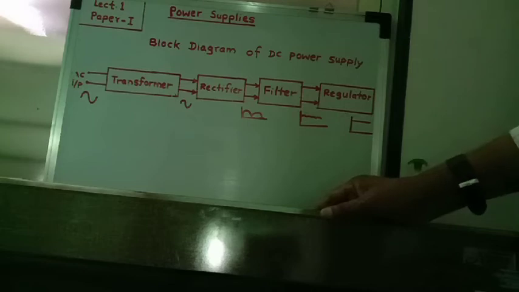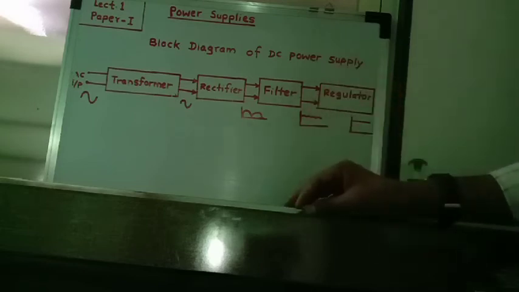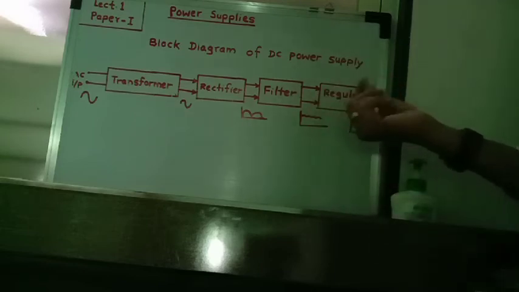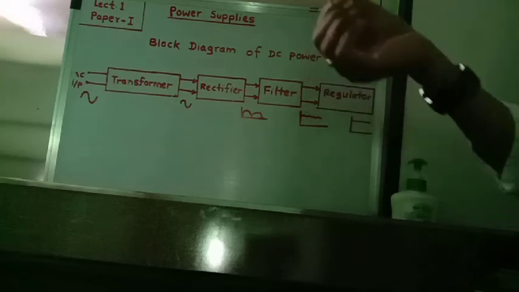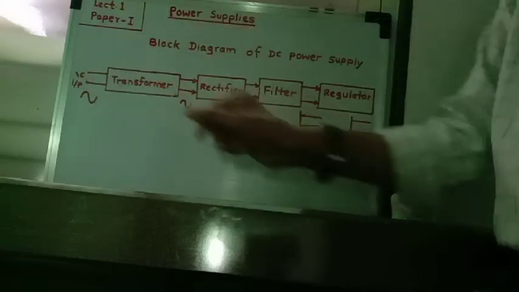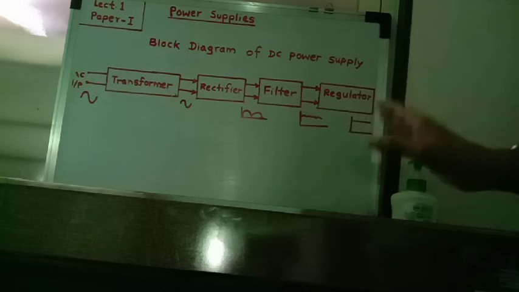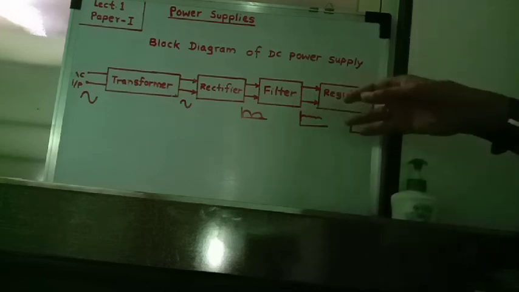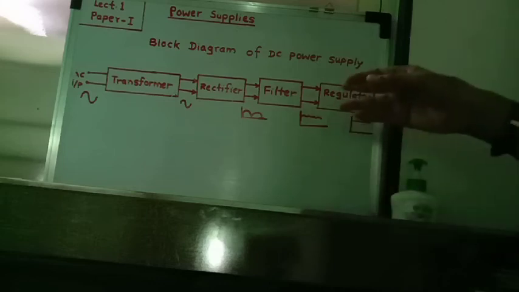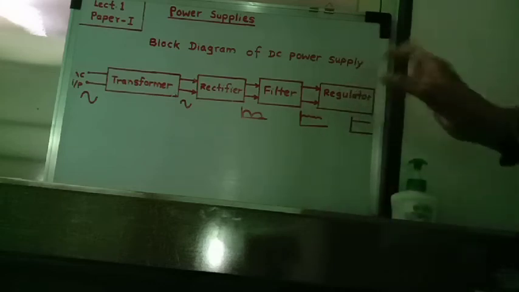It maintains the output voltage constant. The function of the regulator is to maintain the output voltage constant, even if there are variations in AC input voltage or variations in load current. So the Zener diode is used as a voltage regulator. So this is the Zener regulator. It is one type of regulator.